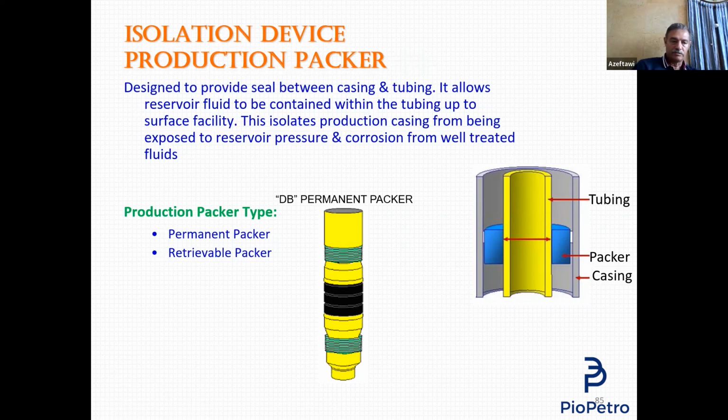When you run the completion, what you will have, this is your packer, you set it down, then you start running the completion in the hole. The last part of the completion, we call it tubing seal assembly. The tubing seal assembly is a pipe with a lot of external seals. So when you run, this tubing seal assembly will enter the bore of the packer. This moment we call it sting in. The sting in is the moment the tubing seal assembly enters the packer.